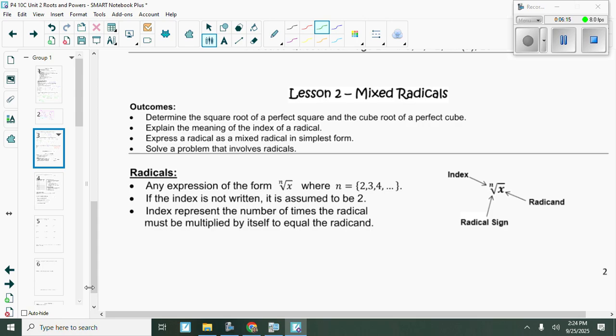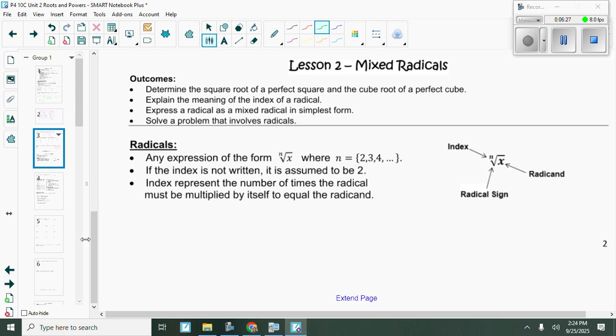Here are the things that you need to know. This whole thing is called a radical. Let me move it up here. Let's say I'm going to give you an example. This whole thing is called a radical. Now we're going to label some of the things. The little number in front is called your index.